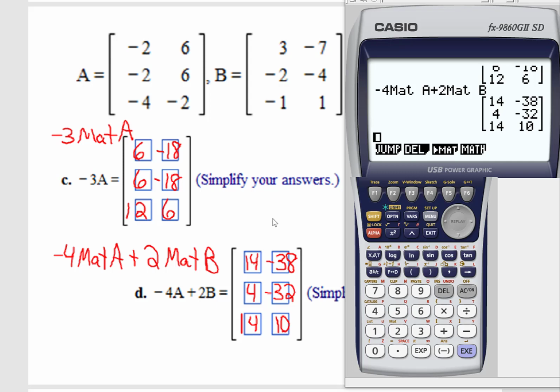So definitely knowing how to navigate that calculator. How do I get matrix? I do shift 2, and that gets me matrix, and then I do alpha to access whichever letters I saved it under.